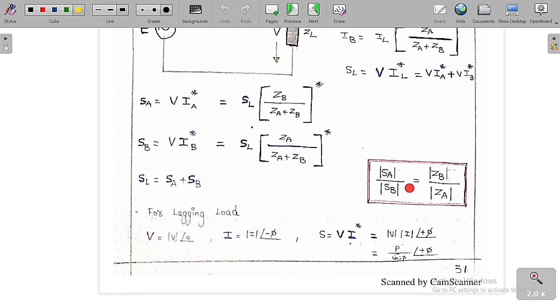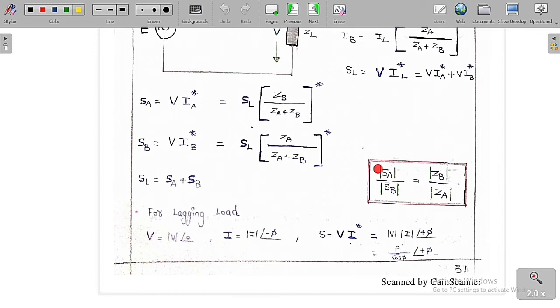then mod of SA by mod of SB is nothing but mod of ZB by mod of ZA. If you do the division of these two, we get SA by SB is equal to ZB by ZA whole conjugate. But if you take only the magnitude values, then mod of SA by mod of SB is equal to mod of ZB by mod of ZA.